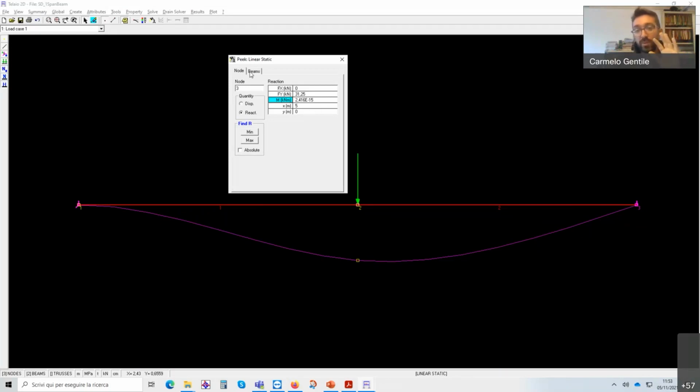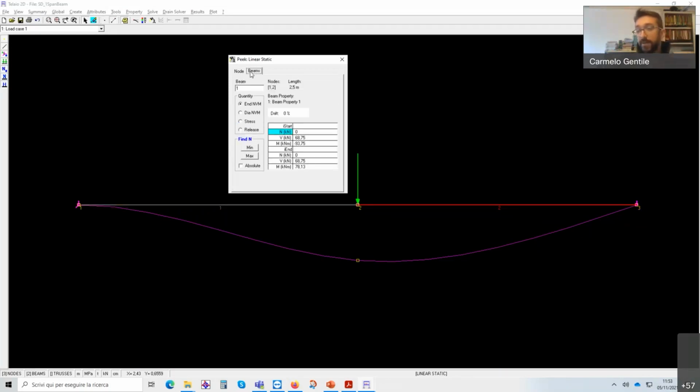Then this is all the information about the nodes. Finally, you can see the information about the beams. We can see the beams. So beam 1. Here we have some schematic that tells us which nodes it is connecting. So it is connecting node 1 and 2, and has a length of 2.5 meters. The beam property is the property 1.